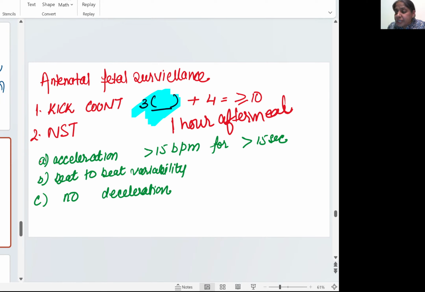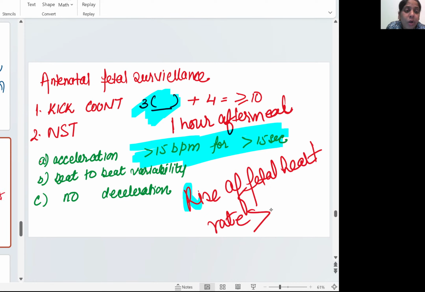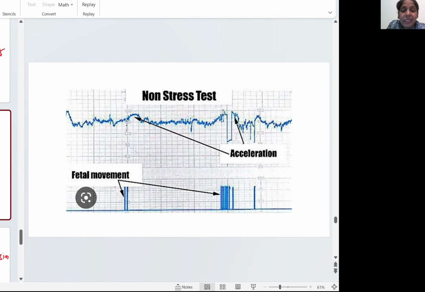What do you mean by accelerations? What is acceleration? Rise of the fetal heart rate of more than 15 beats for more than 15 seconds. Right? What is fetal acceleration? Rise of the fetal heart rate more than 15 beats. If the fetal heart rate was 120, it goes more than 135, and it is for more than 15 seconds. Okay, this is the NST.